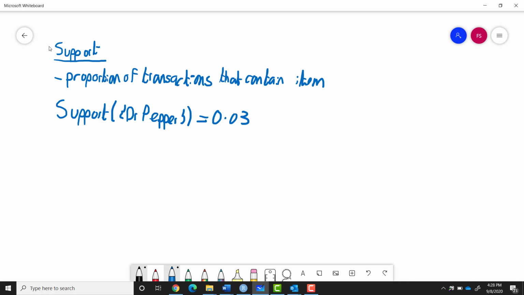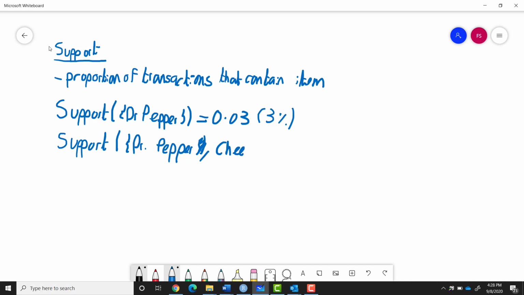Dr. Pepper. Now, imagine that 0.5% of items, as opposed to the 3%, included both Dr. Pepper and cheesecake. Imagine that having Dr. Pepper made you really desire some cheesecake as well. So we've got support of {Dr. Pepper, cheesecake}. These squiggly brackets just mean a set. So we have 2 items in this set, which contains Dr. Pepper and cheesecake, equals 0.005, which is 0.5%.